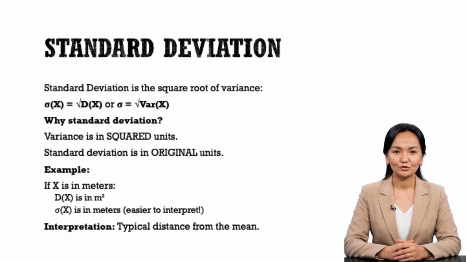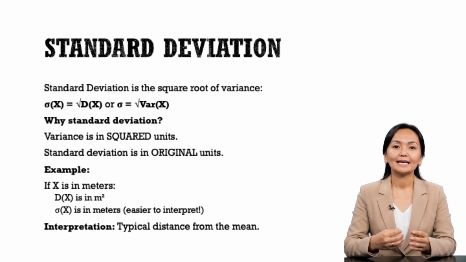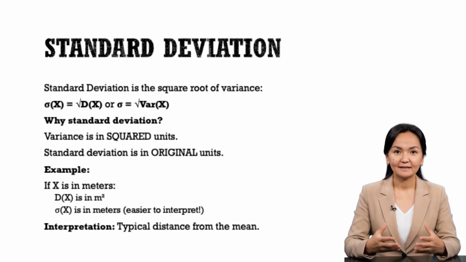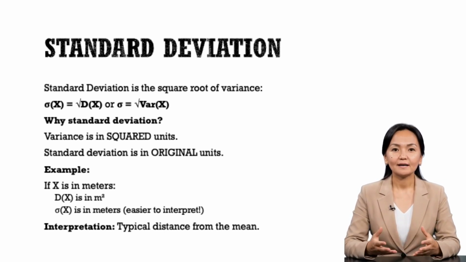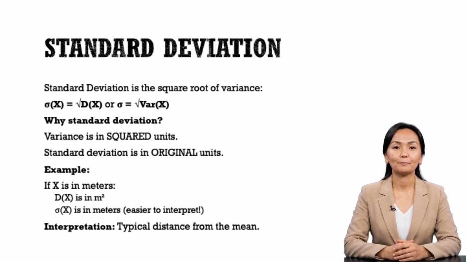Now let's introduce the standard deviation, which is simply the positive square root of the variance. It's denoted by the Greek letter sigma. While variance is a very useful mathematical quantity, it has a significant drawback. It's measured in squared units. If X is measured in meters, variance is in square meters. This makes variance difficult to interpret intuitively. The standard deviation solves this problem because it's in the same units as the original data. If X is in meters, the standard deviation is in meters.